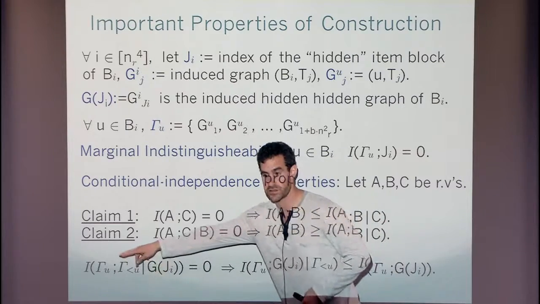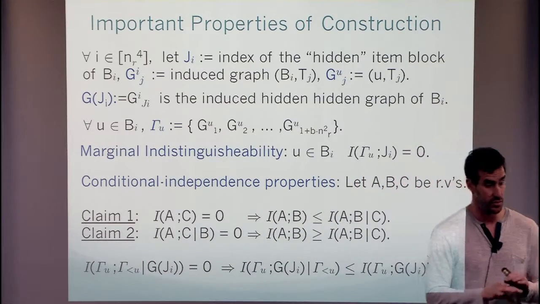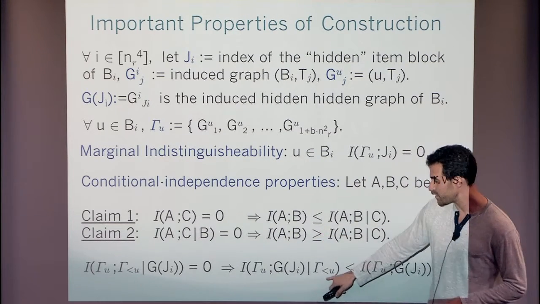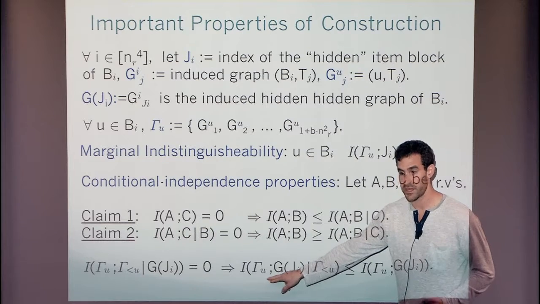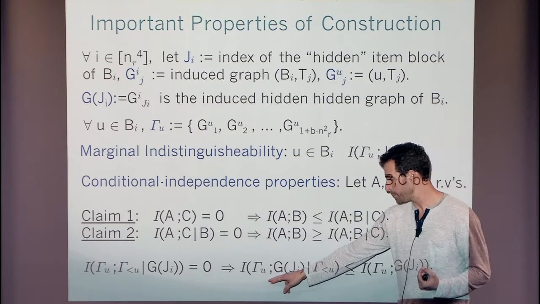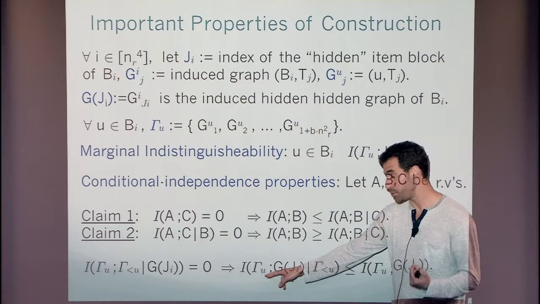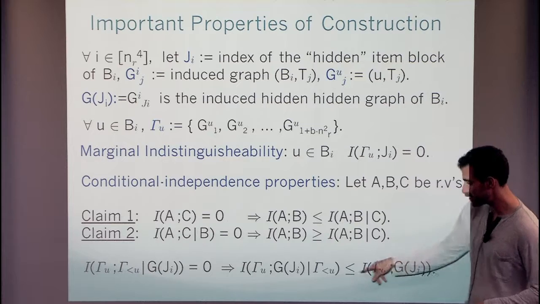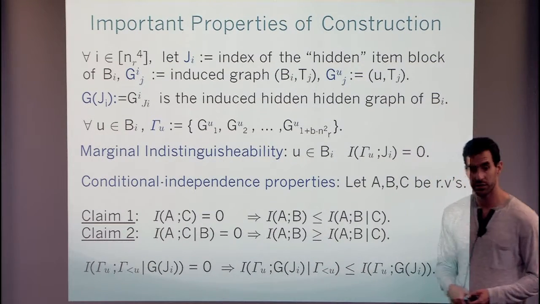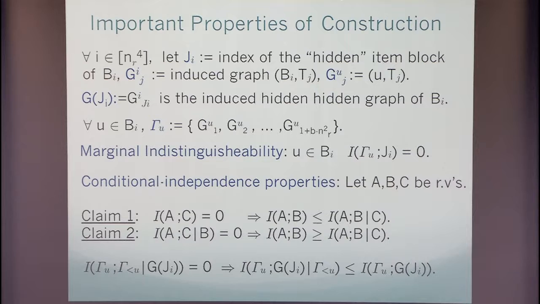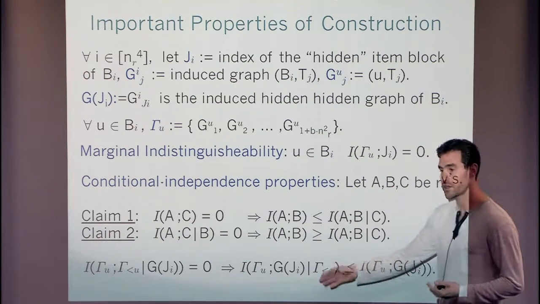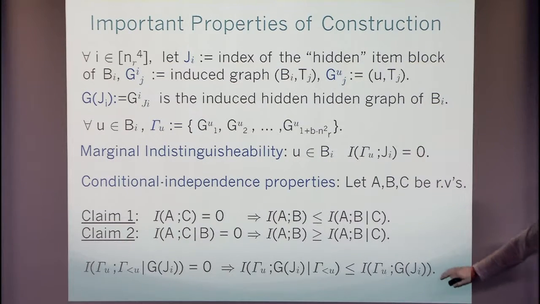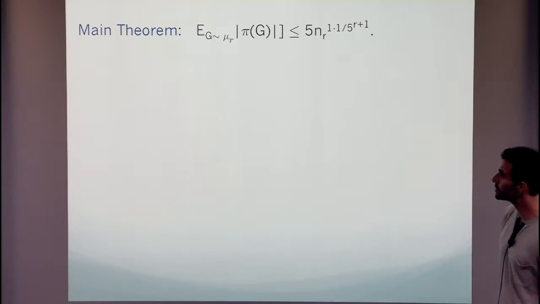But the rest of the edges to the fooling graphs were chosen independently. So they are completely independent. And using claim two, we have as a corollary that the information that a bidder's input provides on the hidden graph is at least this information conditioned on the rest of the bidders. In other words, conditioning on the rest of the inputs can only decrease this information. And this property will be important.